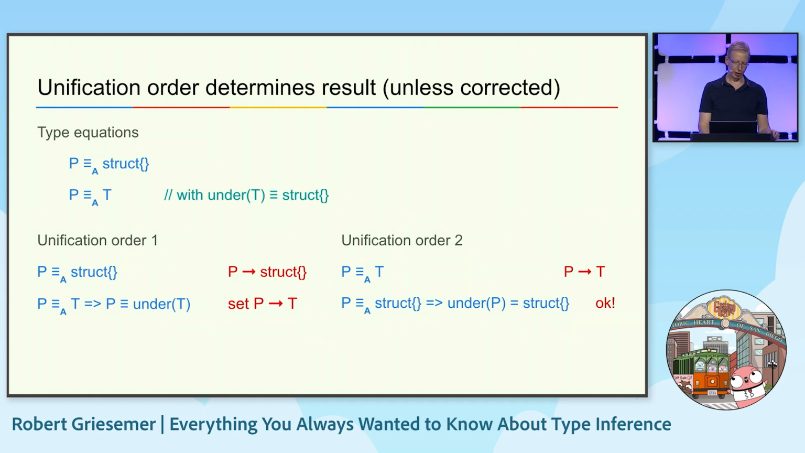And if we follow the other unification order, the other order of the equations, nothing has changed, so everything is like before. But the important thing here is that now in both cases, independent of order, we infer the same type t for the type parameter p. So everything is happy.